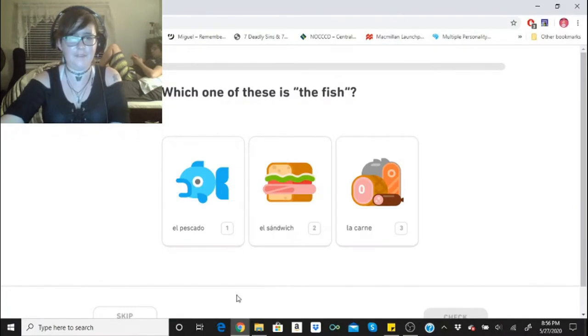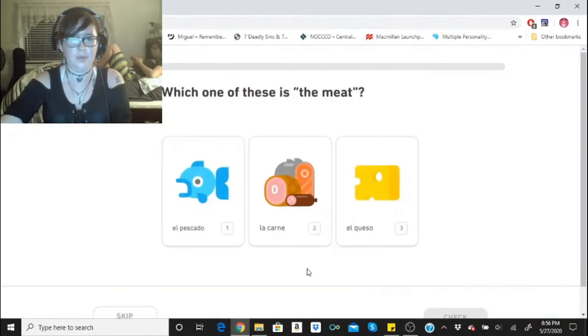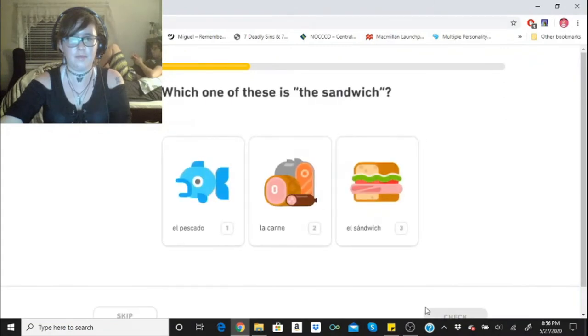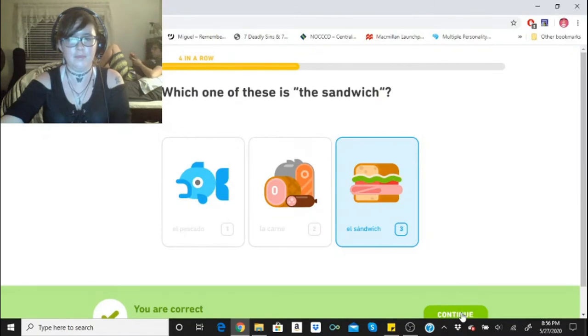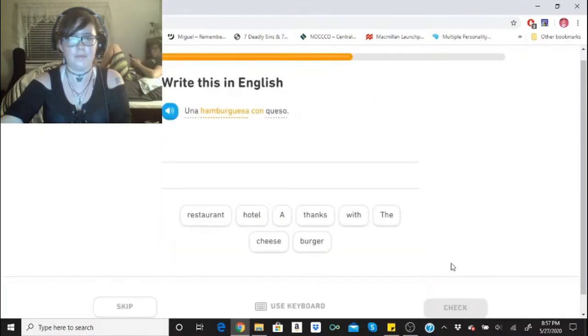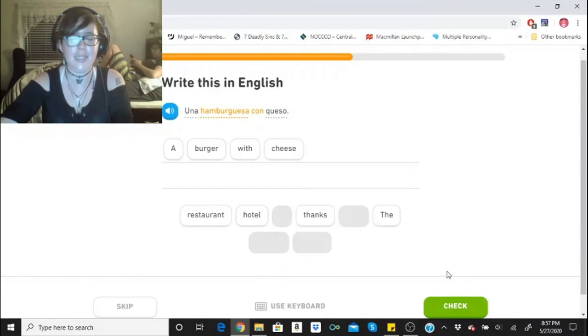Which one of these is the fish? That would be el pescado. Which one of these is the meat? La carne. Con carne. That would be with meat. Which one of these is the sandwich? El sandwich. That's weird how they say that. Which one of these is the cheese? El queso. Una hamburguesa con queso. That would be a burger with cheese.